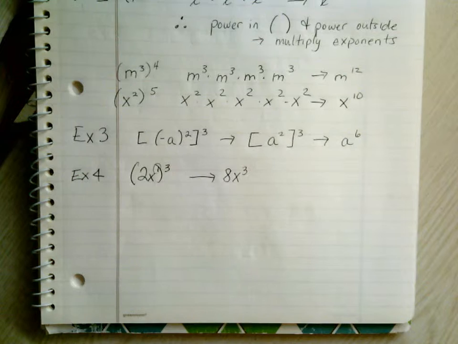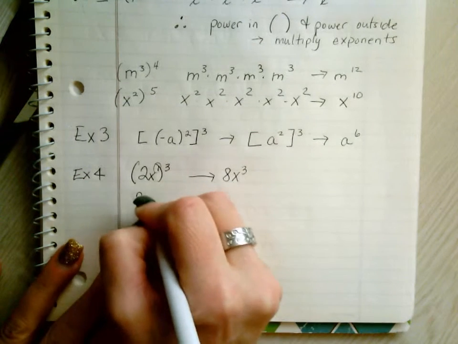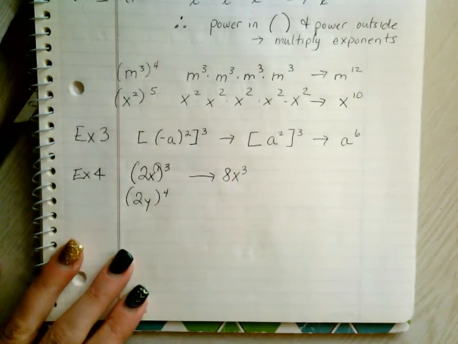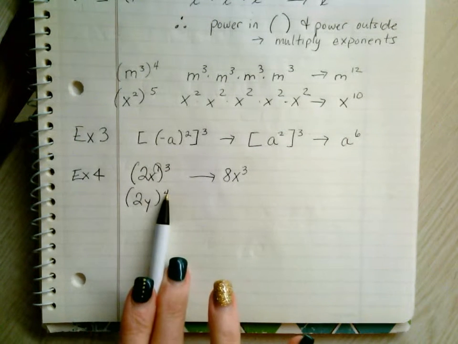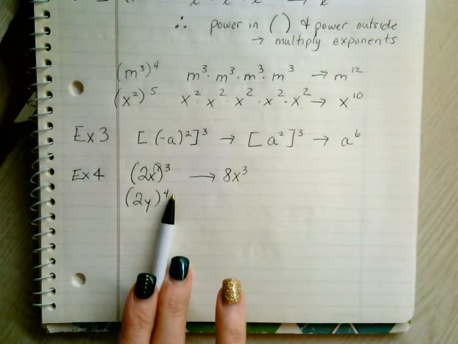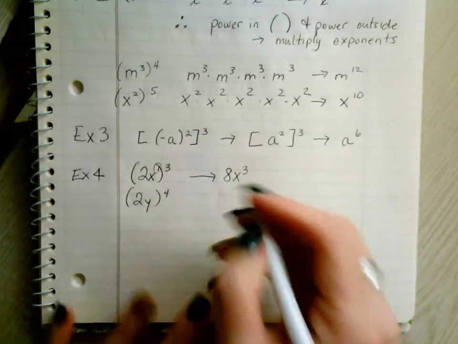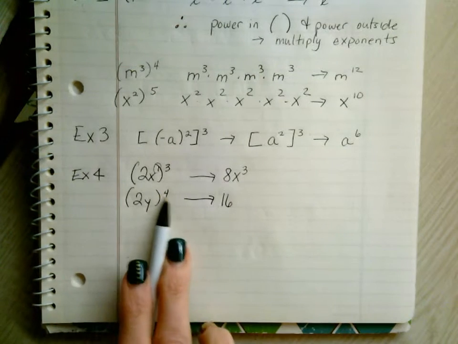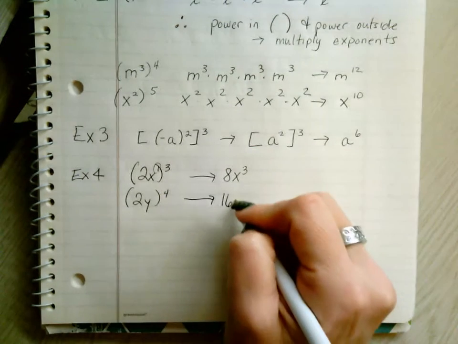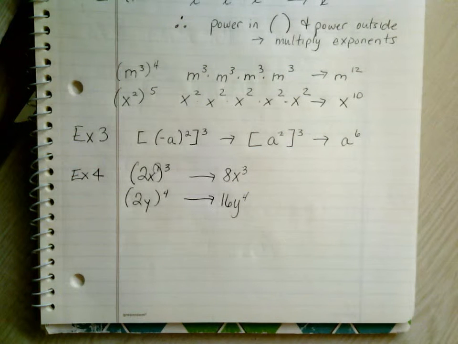Here's one more just to make sure. Okay. So we're going to raise 2 to the 4th power. So 2 times 2 is 4, times 2 is 8, times 2 is 16. See, that's how I do it. And y to the 1st to the 4th is y to the 4th. Okay?